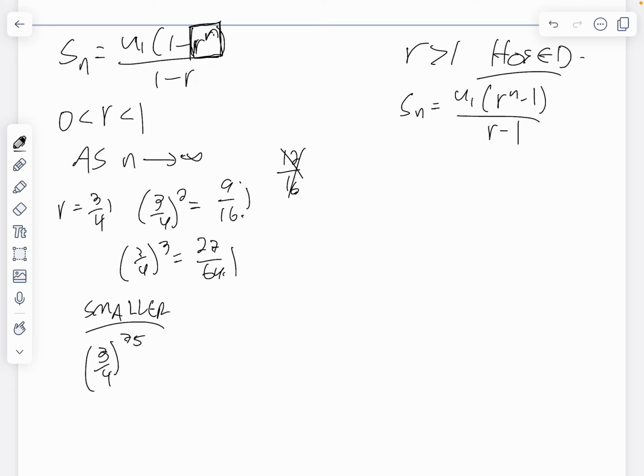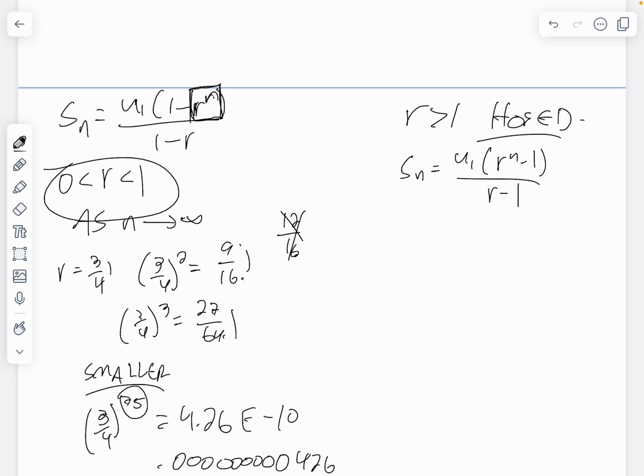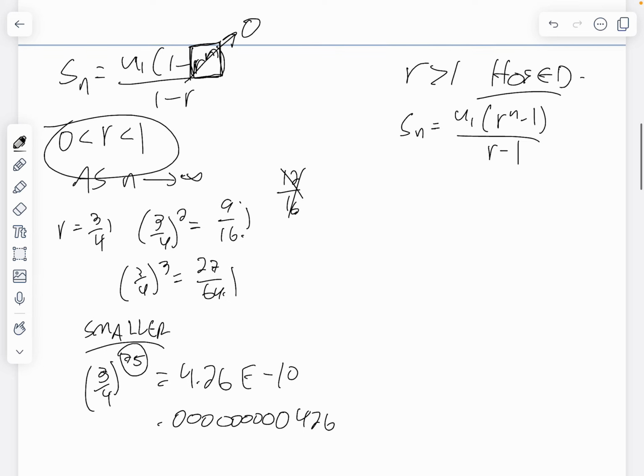Let's do that in the calculator. 3/4 raised to the 75th gives me 4.26 times 10 to the negative 10th. That is 0.1, 2, 3, 4, 5, 6, 7, 8, 9 zeros, 426. And this will happen with any number between 0 and 1. The closer it is to 1, the higher the power you'll have to use to get it really small. But the point I'm trying to make is that this r to the n, we say it tends to 0. R to the n ends up being 0 if n gets really huge, because it gets so small, it's insignificant.